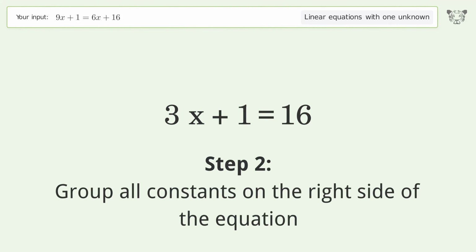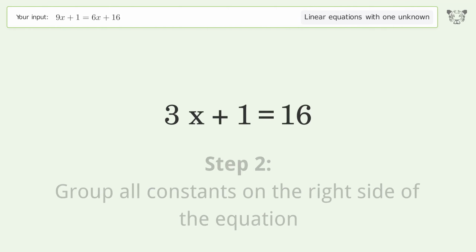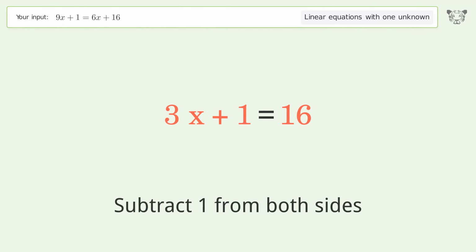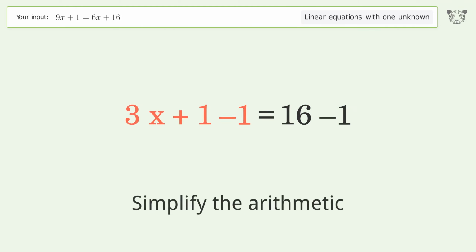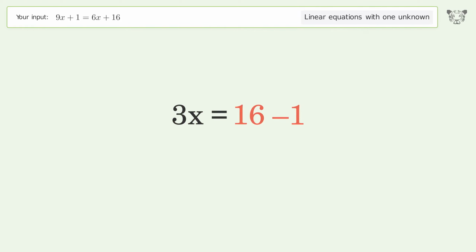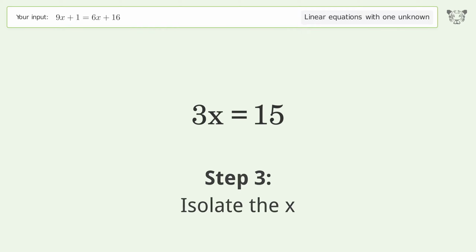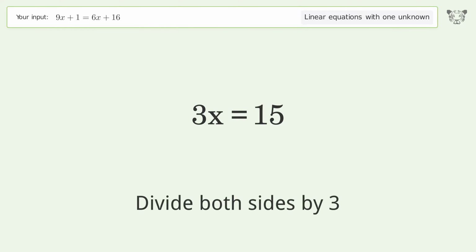Group all constants on the right side of the equation. Subtract 1 from both sides. Simplify the arithmetic. Isolate the x. Divide both sides by 3.